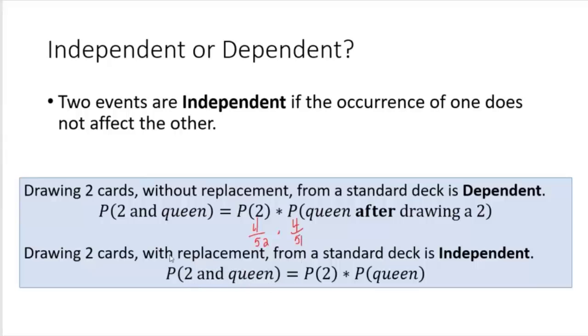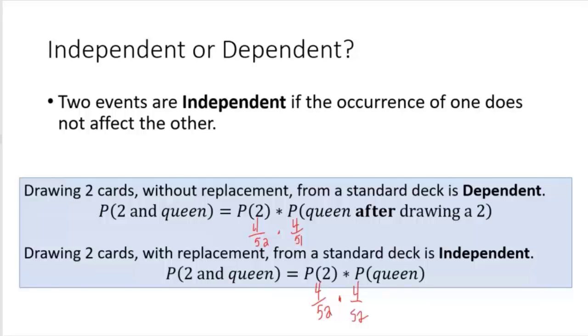As opposed to this one, where it says that it is with replacement, the probability of drawing the 2 is 4 out of 52. But then the probability of drawing the queen after we draw a 2, well, since we put the 2 back, it has absolutely no effect. It's the same as just drawing the queen in the first place. So if it's dependent, you should expect denominators to change. And if it's independent, you won't. Add for or. When it says and, you're going to multiply.